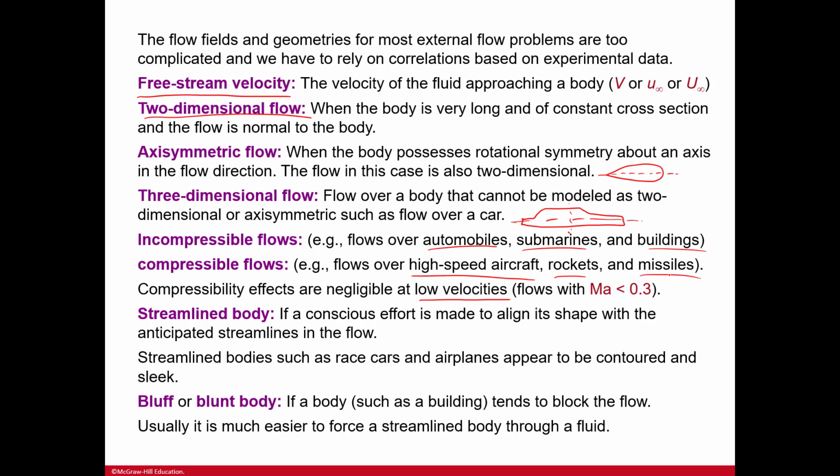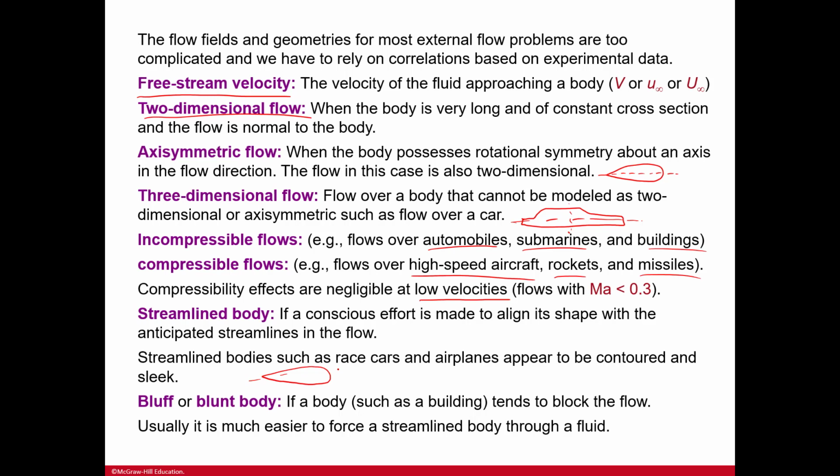A body is streamlined if a conscious effort is made to align its shape with the anticipated streamlines in the flow. Streamlined bodies such as race cars and airplanes appear to be contoured and sleek. And so, you can think of our wing. That could also be considered as both an axisymmetric flow and a streamlined body.